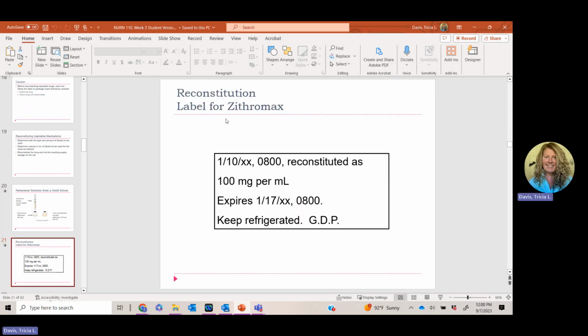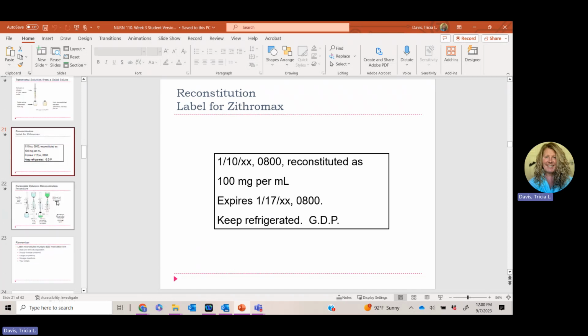So this is your reconstitution label that you would put on your label when you were done. Okay, so you put the expiration date, the time, what you reconstituted it as, the date and the time you reconstituted it, and your initials. And if it has to go in the refrigerator, then it would also go in there. Sometimes these already come pre-printed from the pharmacist.